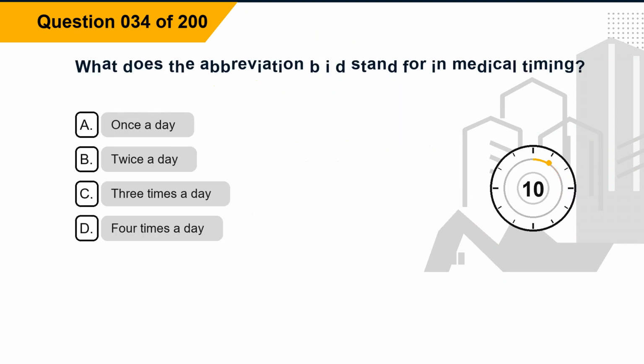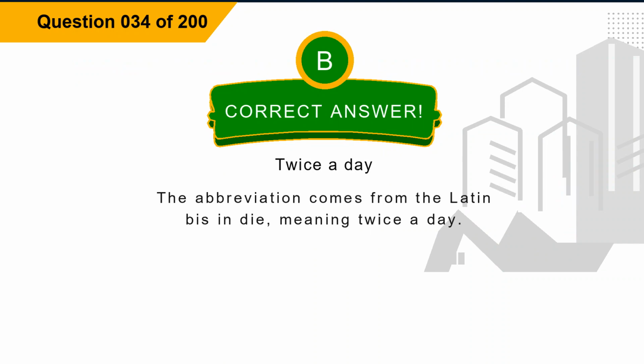Question 34. What does the abbreviation BID stand for in medical timing? Option A, once a day. Option B, twice a day. Option C, 3 times a day. Option D, 4 times a day. The correct answer is option B, twice a day. Explanation: the abbreviation comes from the Latin bis in die, meaning twice a day.